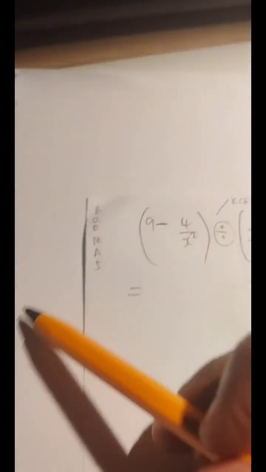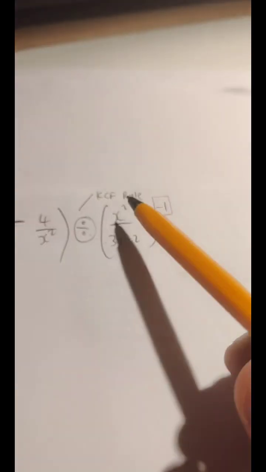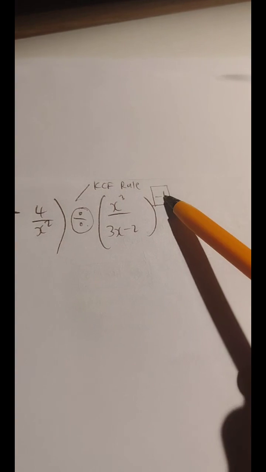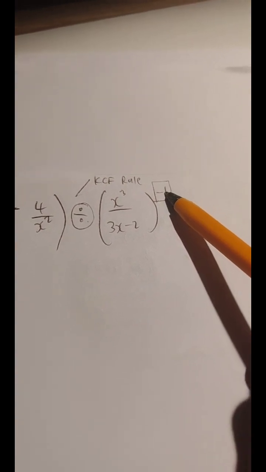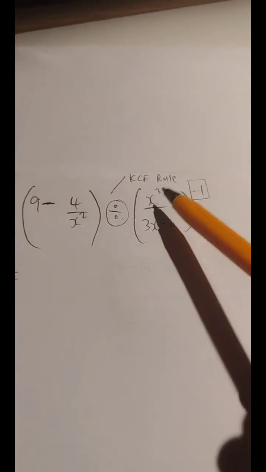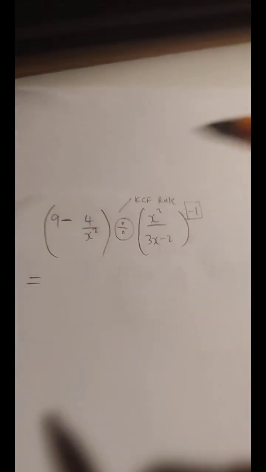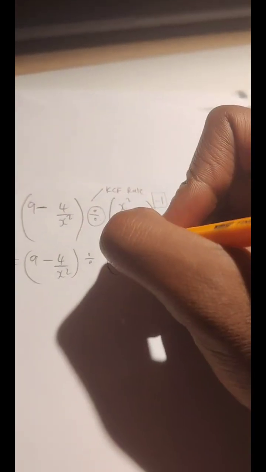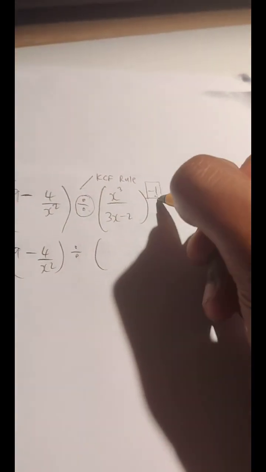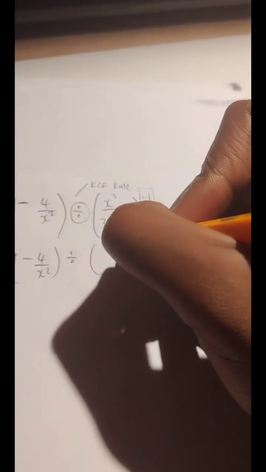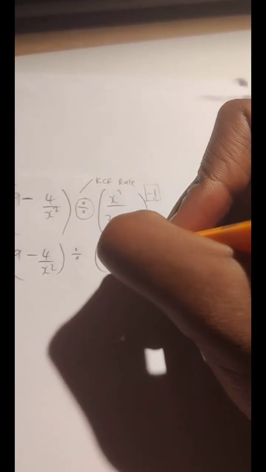So I'm going to, according to BODMAS, first start with the exponent, because BODMAS says brackets, exponent. So let's start there. Let's do things in order. 9 minus 4 over x squared divided by, we'll come back to this. Let's flip this thing to 3x minus 2 over x cubed.